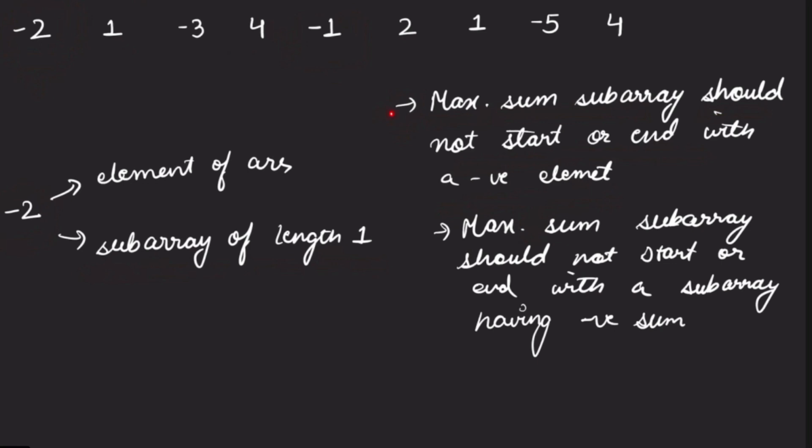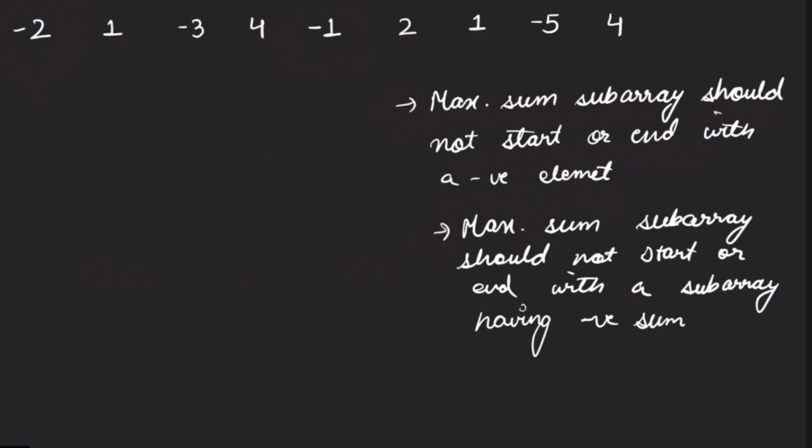So keeping these 2 points in mind, we will think of our approach. Now if you come back to the array, here the first element was minus 2. We are starting our maximum sum subarray from here. Now this minus 2 is negative, right? And the first point that we wrote was that our maximum sum subarray should not start or end with a negative element. So we won't be starting our maximum sum subarray from here because this is a negative element. So we will start from here. Now if this also had been a negative element, then we would have gone to the next element, right? But here it is a positive element, so we will start from here.